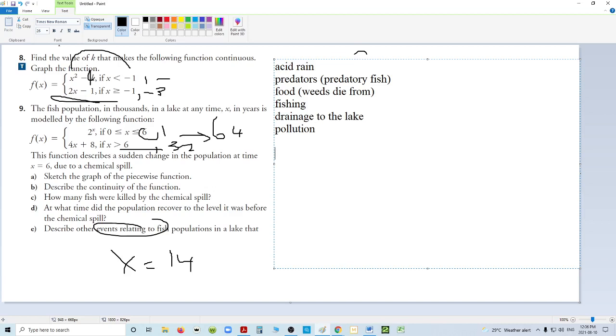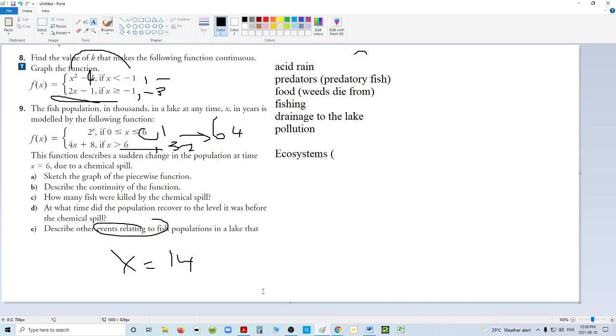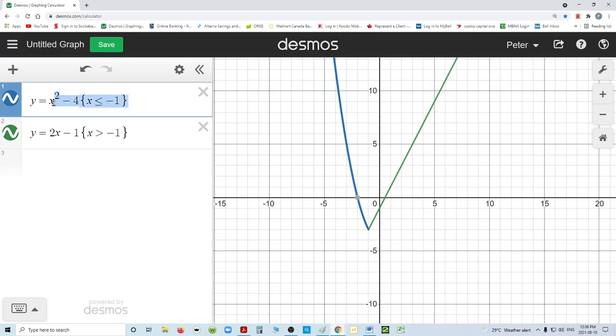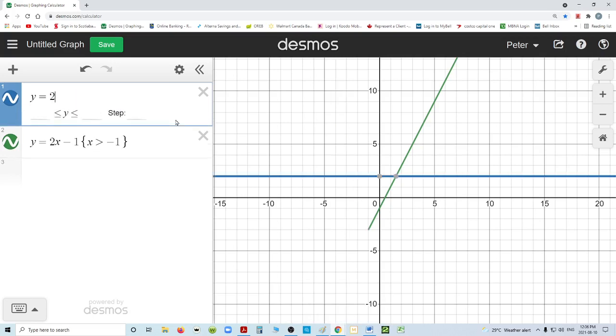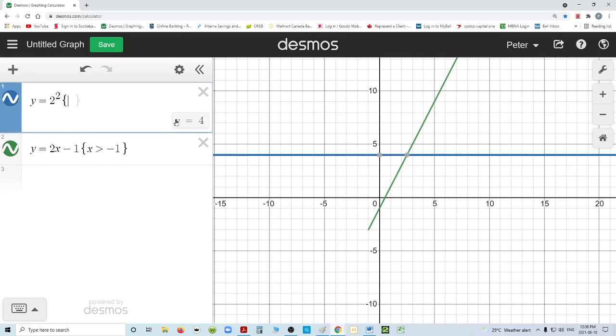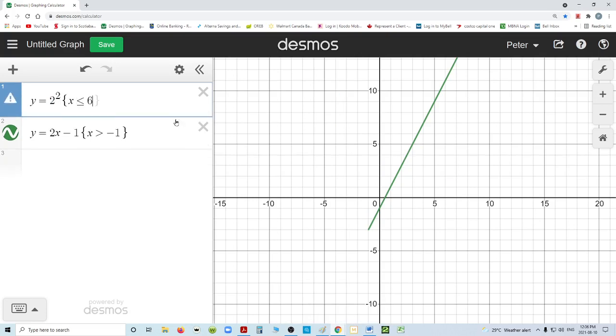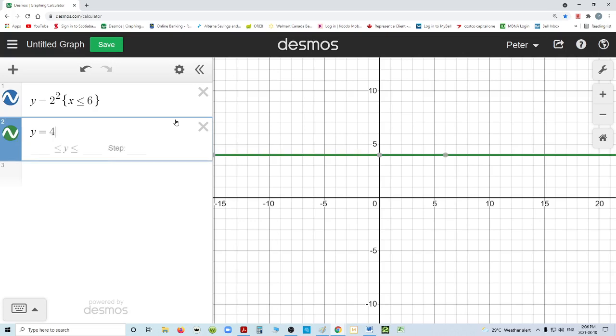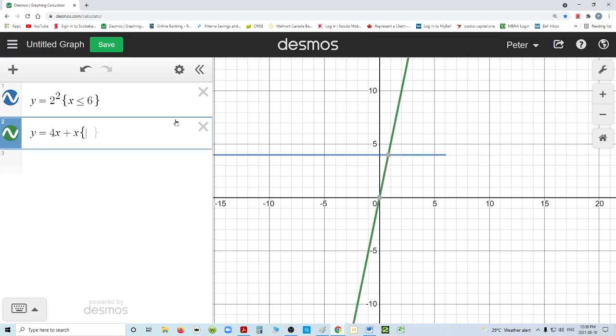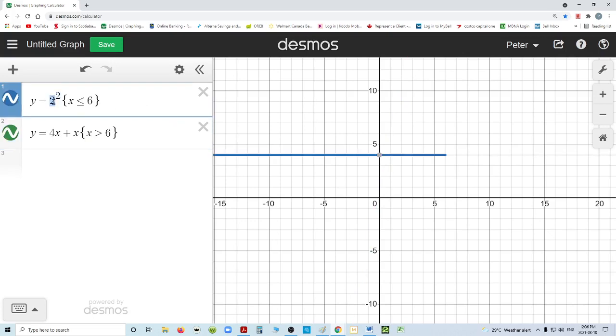So all these things can affect population. And then as you learn in ecosystems, there are so many factors. That's why ecosystems are hard to study. But you have to do piecewise functions like this and combined functions to study them. And if we were to graph this, it's just 2 to the x when x is smaller or equal to 6. And then from onwards, it's 4x plus 8 when x is bigger than 6. And that's not 2 squared, it should be 2 to the x.